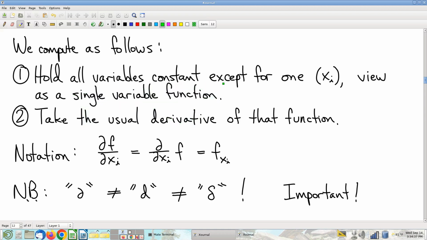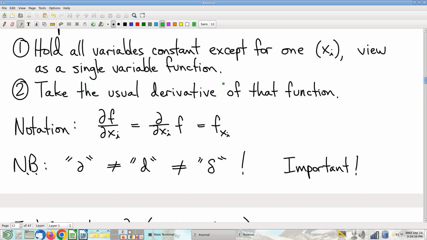Okay. Now before I get to computing, let me note some notations. This is what I'm going to call the most common notation for partial derivative. It looks kind of like Leibniz notation for single variable derivatives, you may notice. And the big difference is that this is not a D.